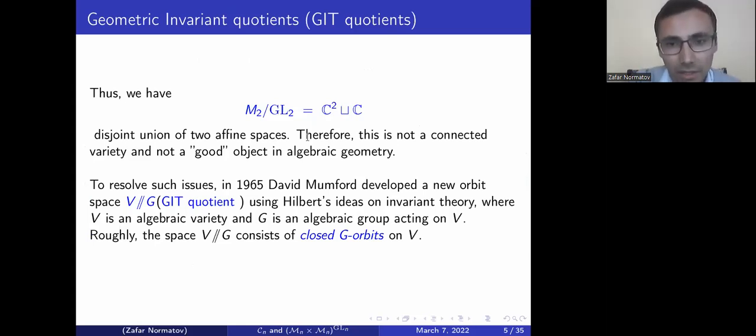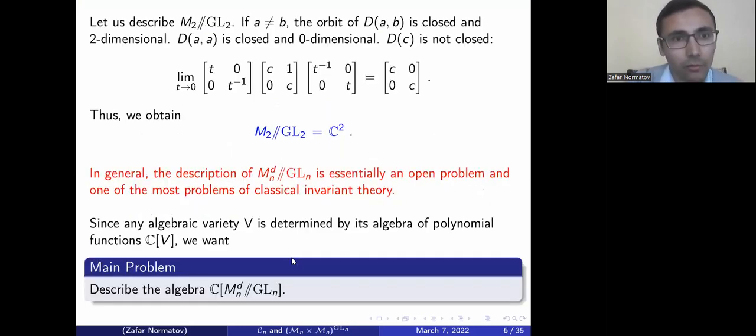To resolve such issues, in 1965, David Mumford developed a new orbit space by the geometric invariant theory quotient, using Hilbert's ideas on invariant theory, where V is an algebraic variety and G is an algebraic group acting on this variety. Roughly speaking, the space consists of all closed G-orbits on the variety V. Now we move to describe the above example.